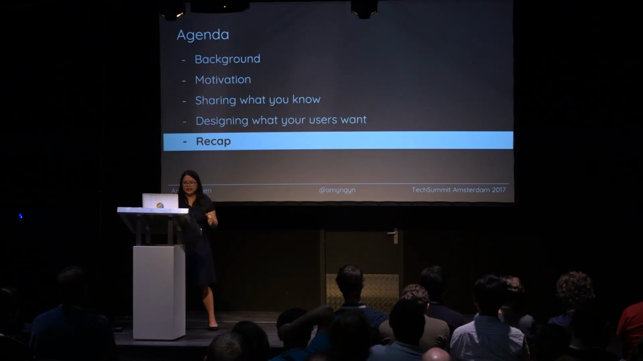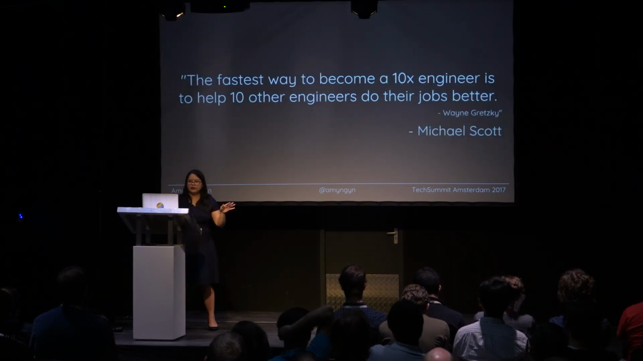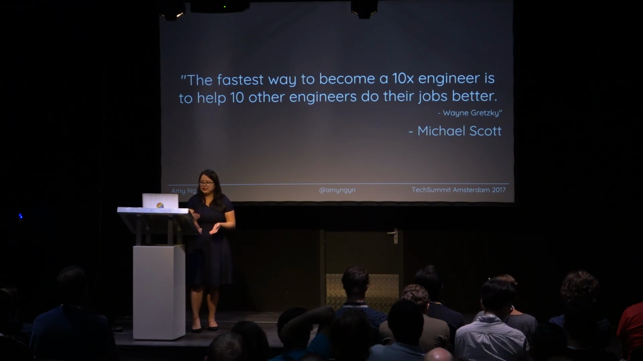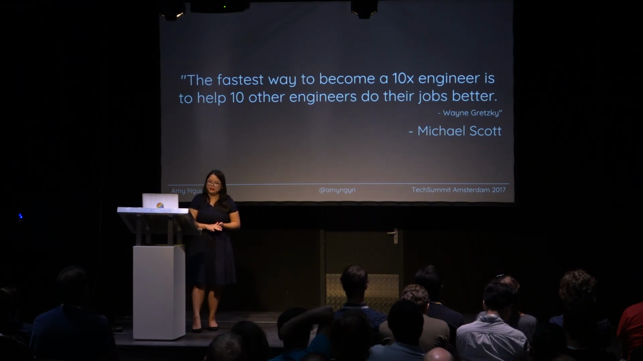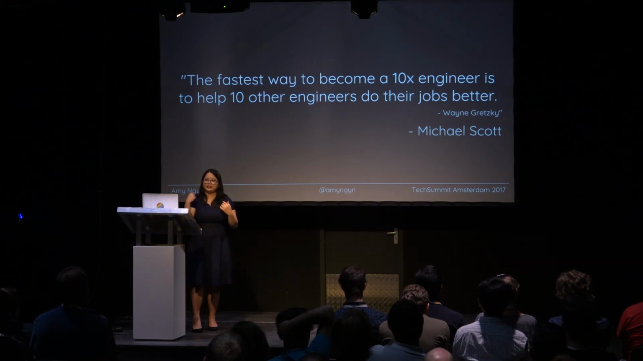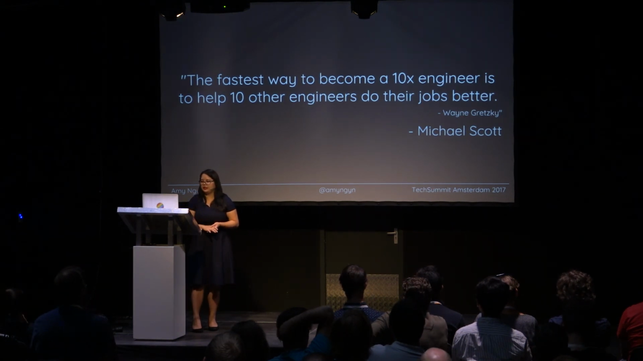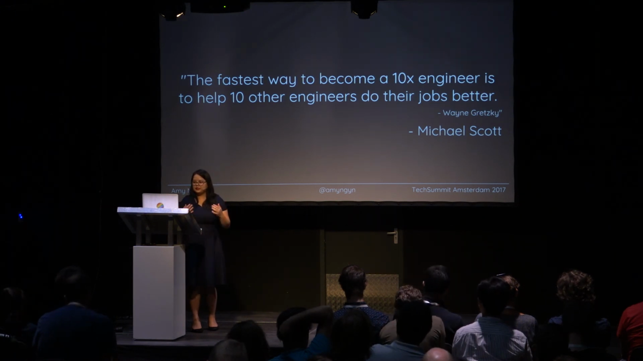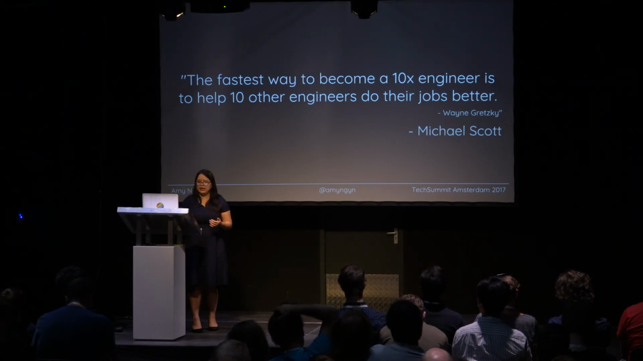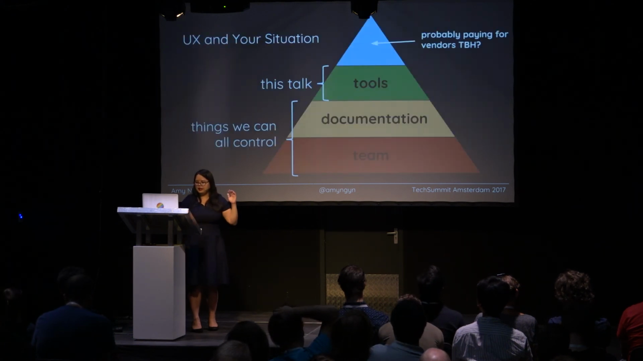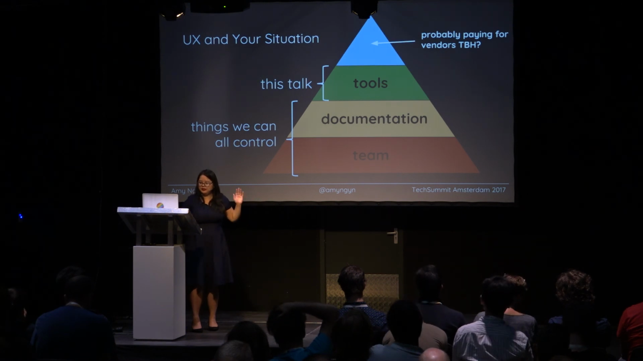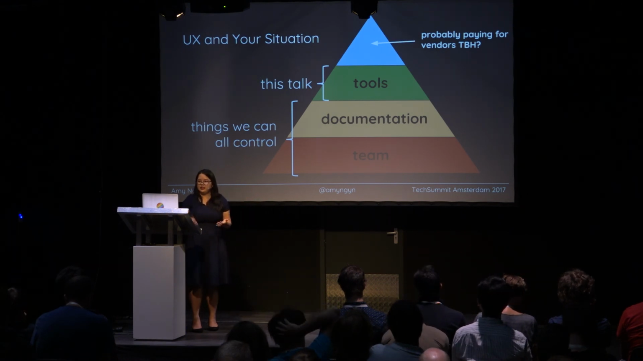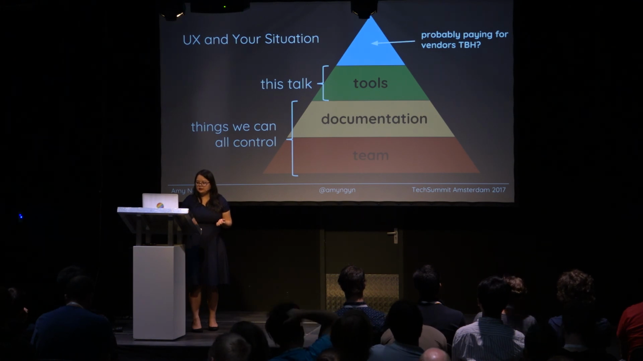So to recap, what I want to say from the beginning is that the fastest way to become a 10x engineer is to help 10 other engineers do better. And I hope that if there's only one thing you remember from this, it's that that's what you can do. Even if your job does not require you to design tools, or to work directly with other engineers and build tools for them, it's really important that you think about how your work impacts everyone else at your company. And again, that doesn't always mean tools, it means the team and the documentation and everything else related to your team as well.